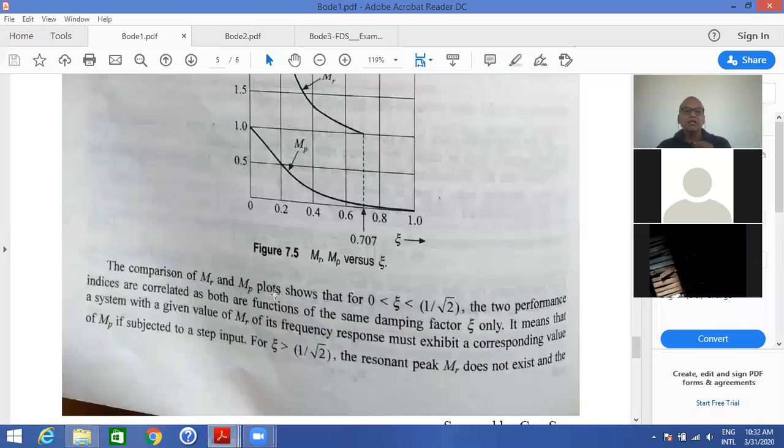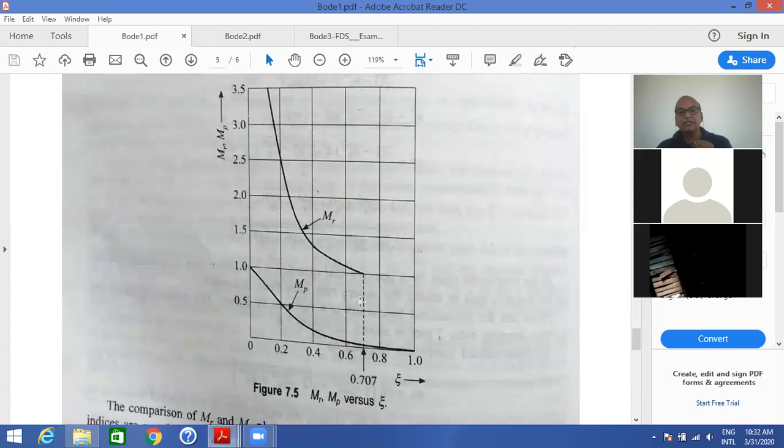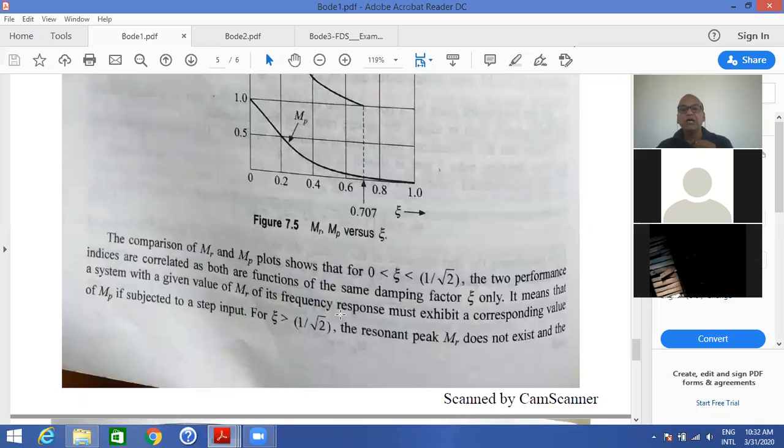In the comparison of Mr and Mp, the two performance indices are correlated as both are functions of the same damping factor. Already said, Mr and Mp both depend upon the value of the damping ratio only. It means that a system with a given value of Mr in its frequency response must exhibit a corresponding value of Mp if subjected to a step input. Subjected to a step input means it depends upon the value of zeta.